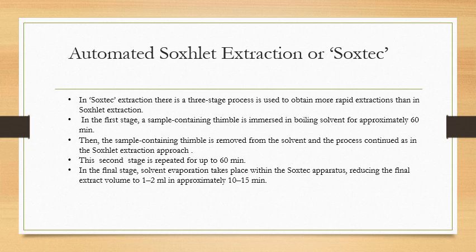This second stage is repeated for up to 60 minutes. In the final stage, solvent evaporation takes place within the Soxhlet apparatus, reducing the final extract volume to 1 to 2 ml in approximately 10 to 15 minutes.